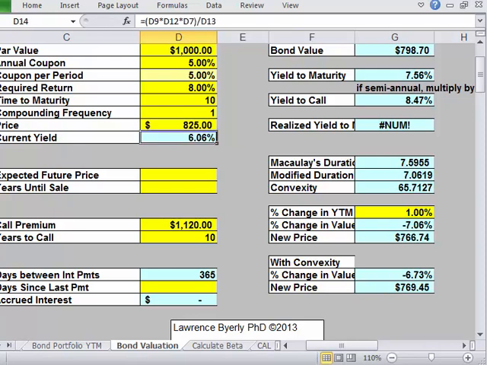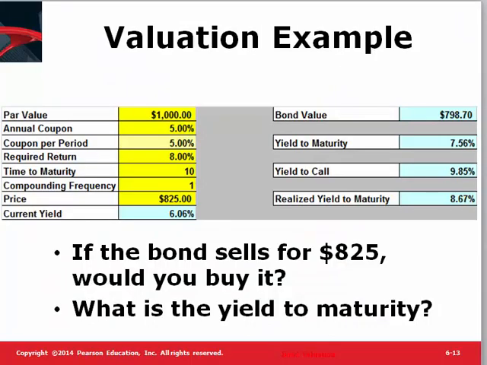$825. So as you can see here, the value of this asset, as it says over here, is $798.70. So if you had to buy this for $825, would you buy it if you thought it was worth $798? Hopefully you know the answer there is obviously no. Another way to look at this, a little bit quicker, you don't have to think quite so hard. If you buy this, you're going to get 7.5%, but the required rate of return was 8%. So you're not getting what you want, so you wouldn't want to purchase this asset.